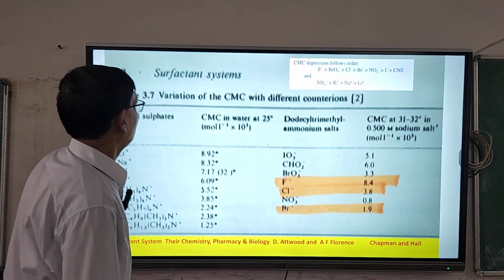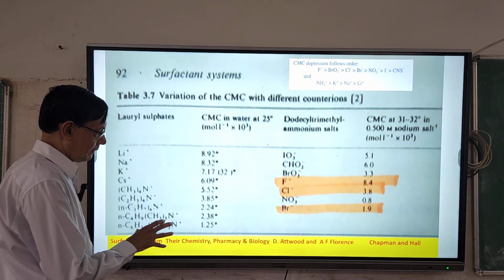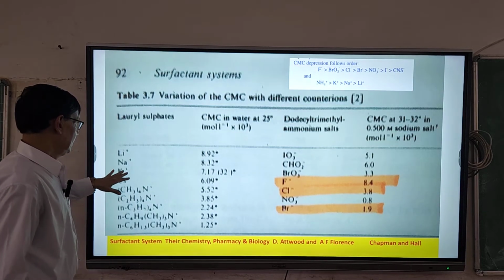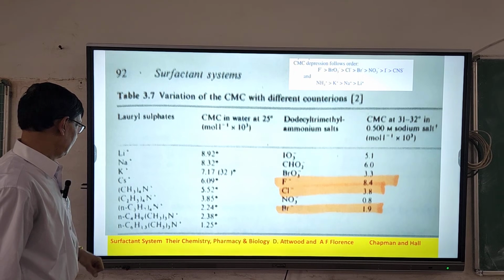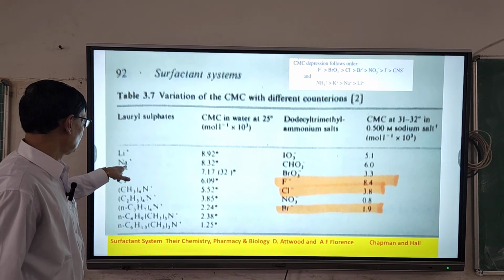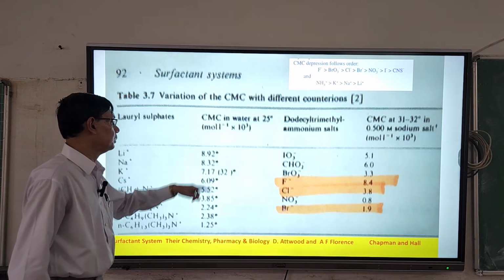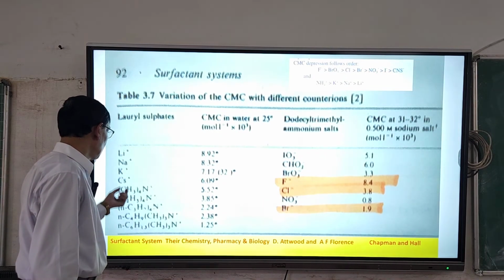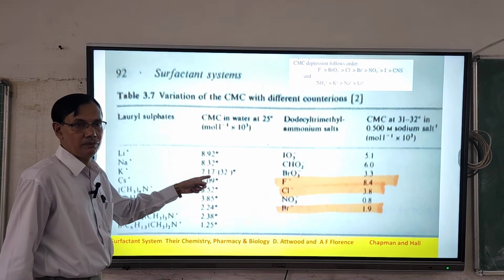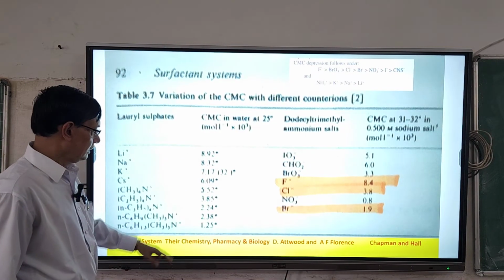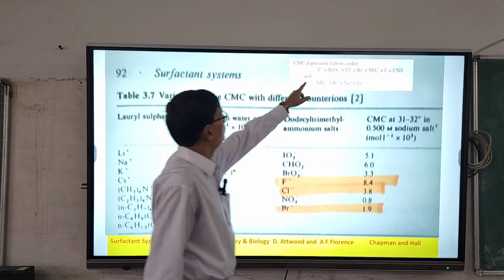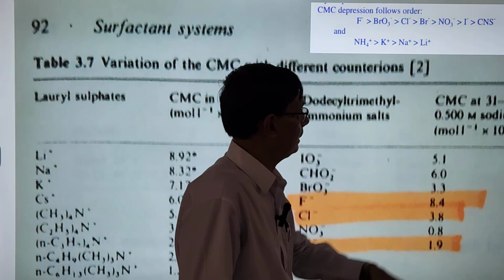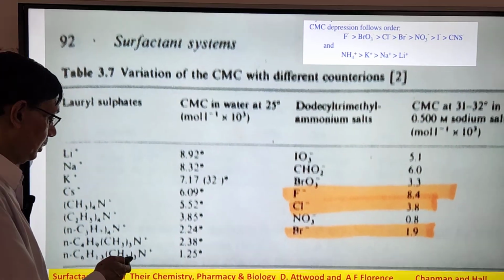Now, this is the effect of counter ions. I have taken this, although the transparency is not very clear. If I take sodium dodecyl sulfate, it is 8.32. If I take lithium dodecyl sulfate, it is 8.96. If I take potassium dodecyl sulfate, it is 7.17. That means there must be some change, and it is related to the size: potassium ion, sodium ion, lithium ion. That means the counter ion also plays a very significant role.